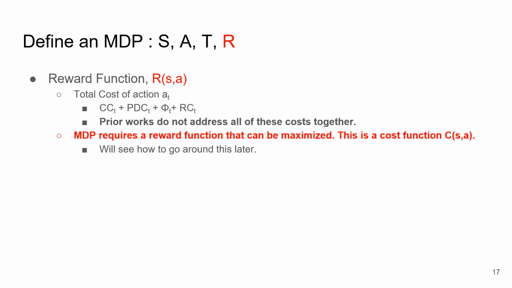Hence, the total cost is a sum of four different costs. In reinforcement learning, agents learn to optimize an objective using a reward function. However, we have generated a cost function. We will see later how this cost function can be used in place of the reward function.